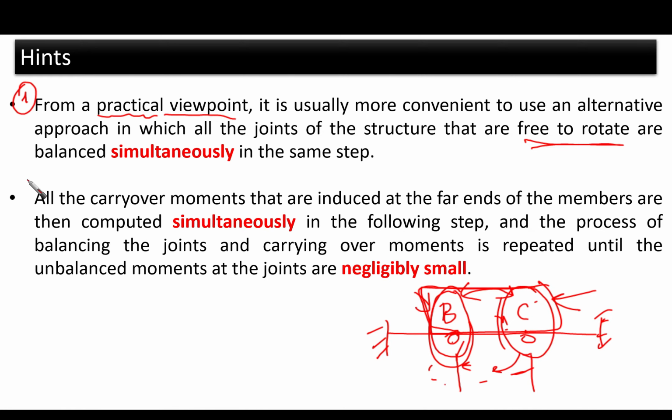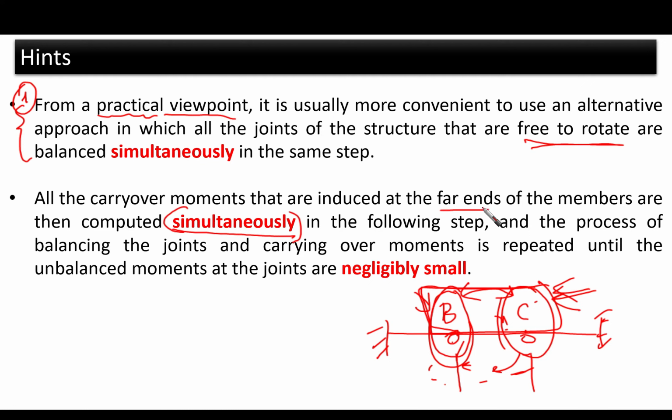And at the same time, how are we going to make the carryover? So that is related to the balance. Okay, balancing. We are going to balance all the free joints to rotate. We are going to balance them together. So what about the carryover? All the carryover moments that are induced at the far ends of the members are then computed simultaneously. So it is at the same time also.